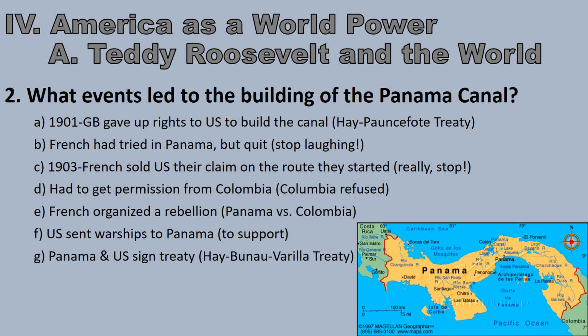And so he's going to support the orchestration of a revolt in Panama, for Panama to gain its independence from Colombia already in 1903. And with the help of this French leader of the French canal company, his name was Philippe Bunau-Varilla, he'll help organize a rebellion, Panama versus Colombia, right?